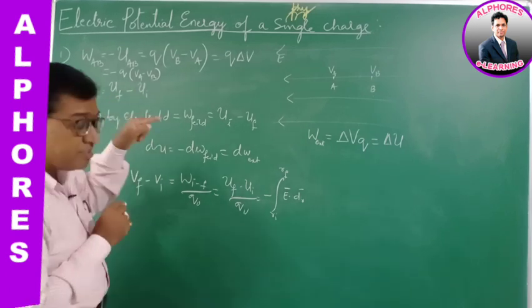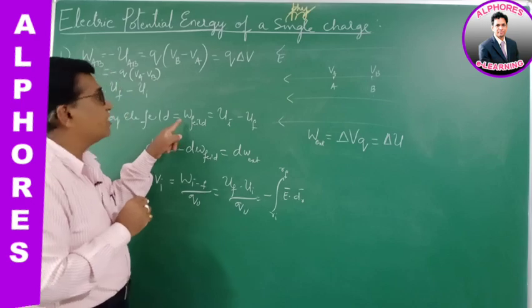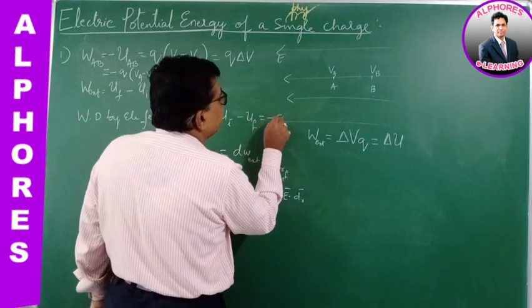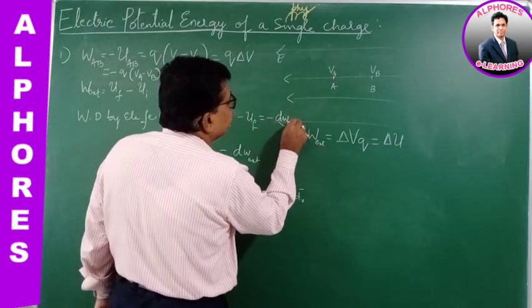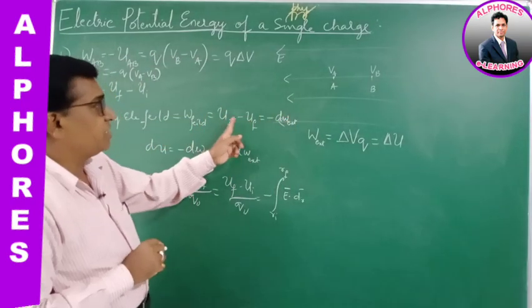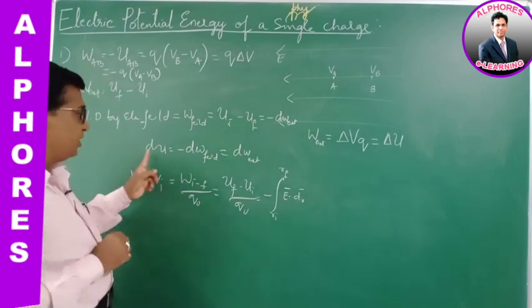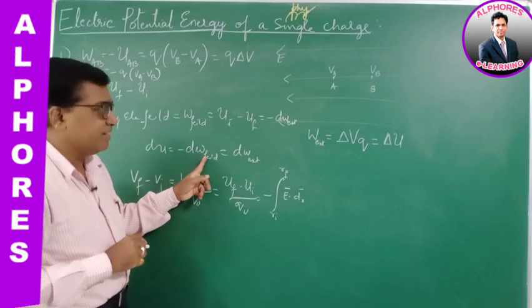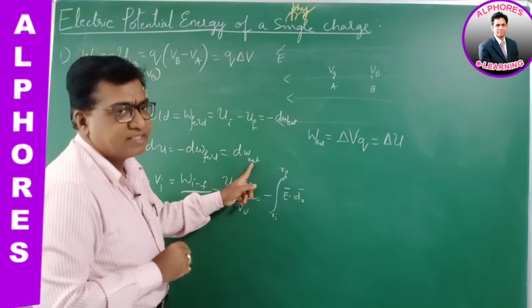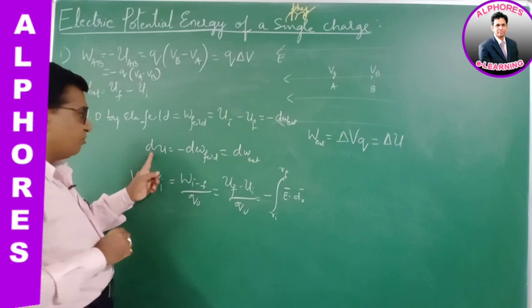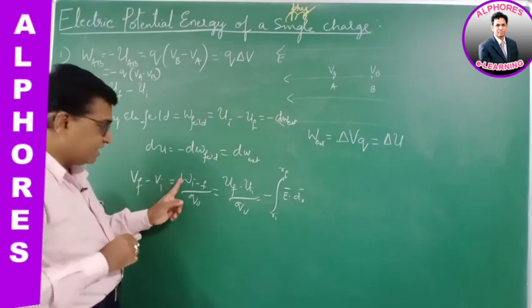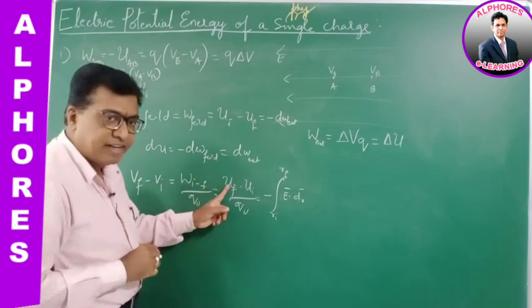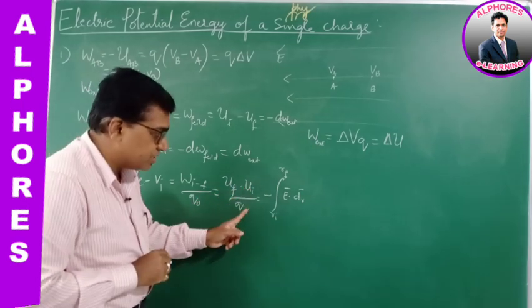But the work done by the field is initial minus final. It is the negative of the work done by the external agent, so it is U initial minus U final. Therefore delta U, the change in potential energy, is minus the work done by the field, which is the work done by the external agent. So the potential difference is the work done in moving it from the initial point to the final point, divided by Q naught: final potential energy minus initial potential energy by Q naught.